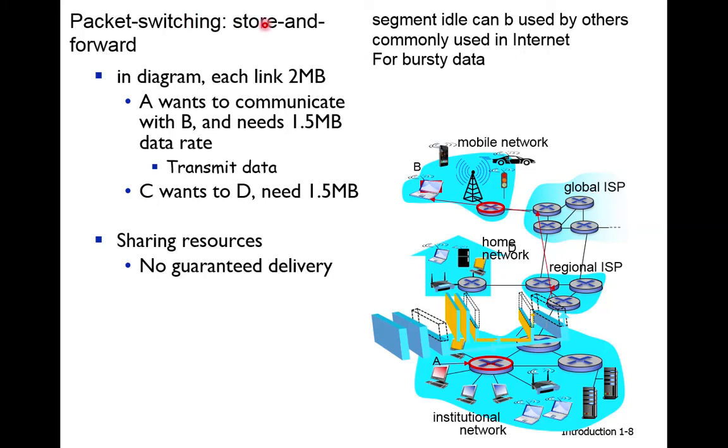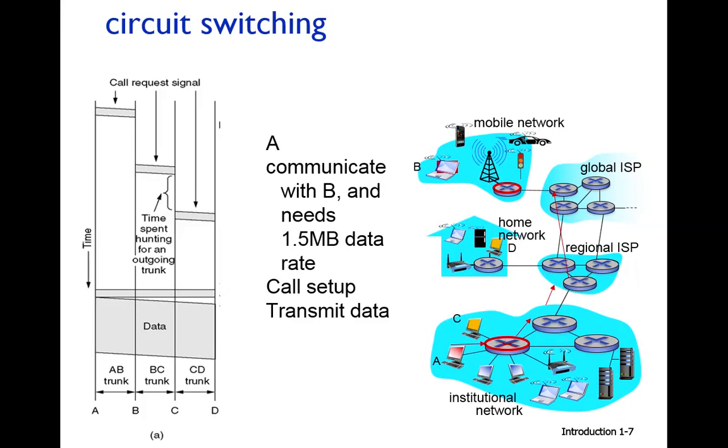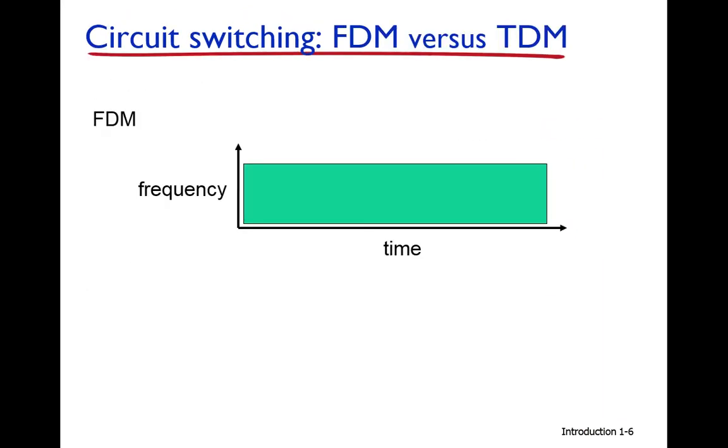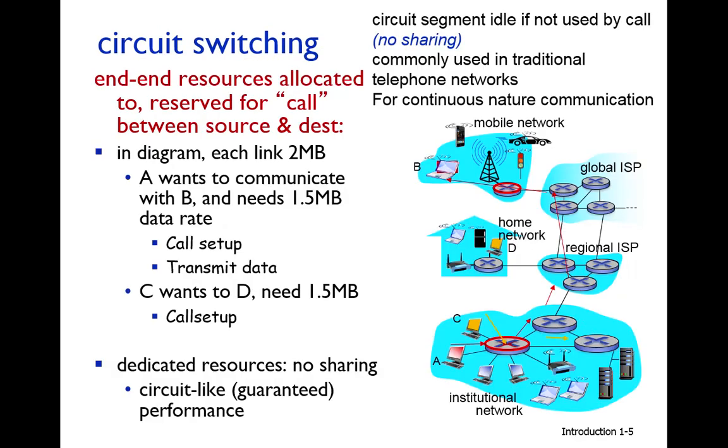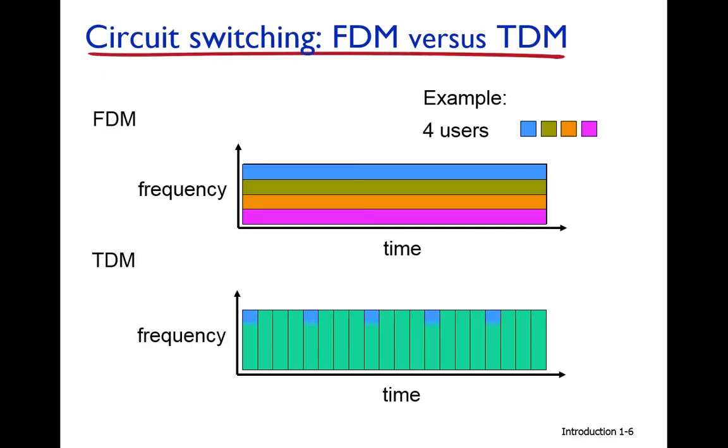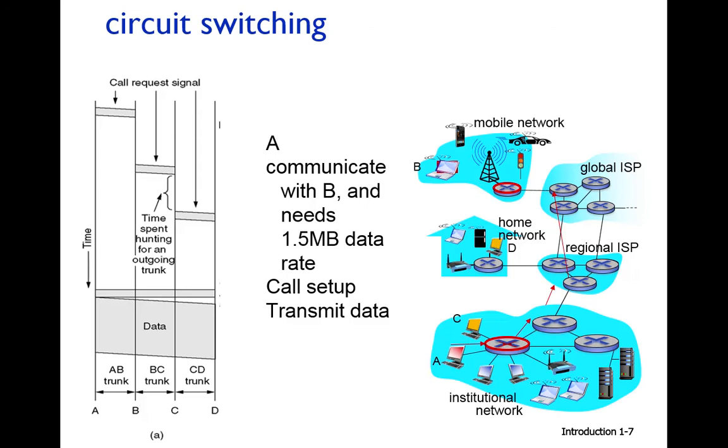I have explained it through an example. Packet switching is used for bursty data. Circuit switching is used for continuous data, like telephone conversation, like mobile phone conversation. They are using circuit switching. And packet switching is used for bursty data.